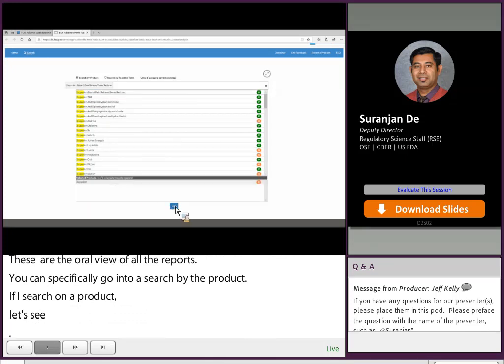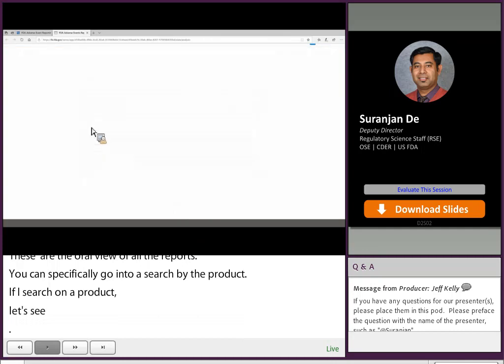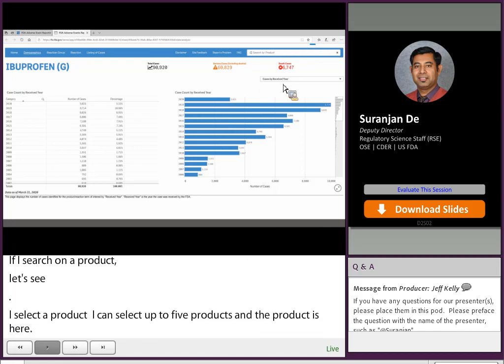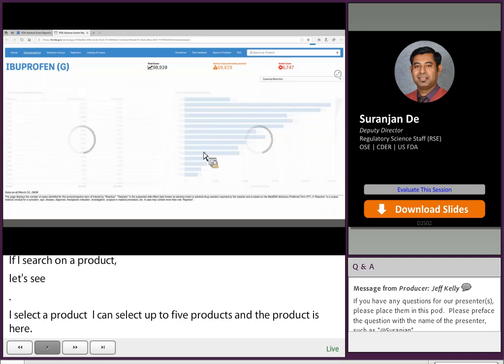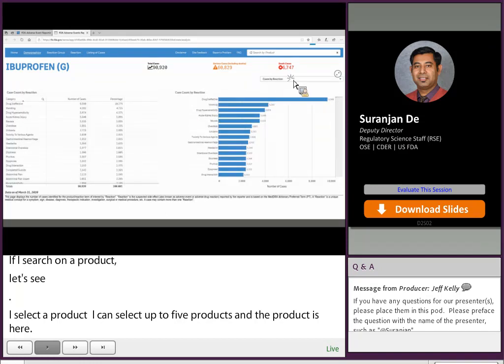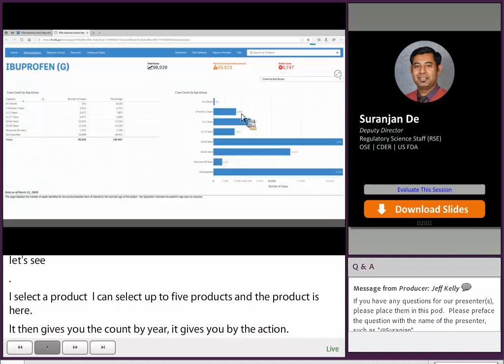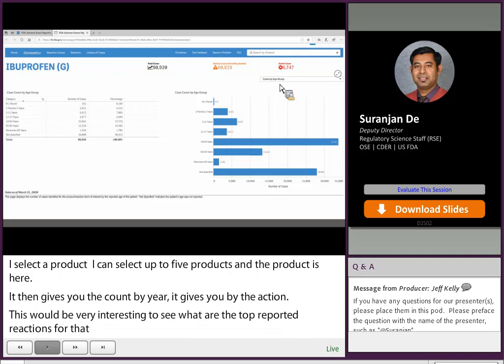And hitting this go, it then gives you the count by year. It gives you by reaction, so this may be very interesting to see what are the top reported reactions for that product. And then you can look by age group, which is again the different age groups that have been specified here. You can also look from the perspective of the sex, and then you have reporter type.